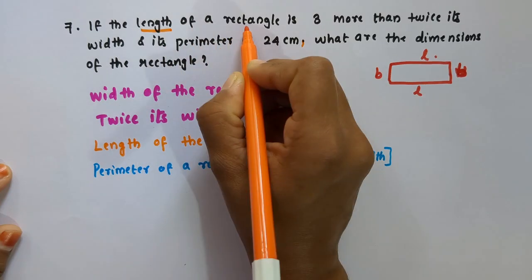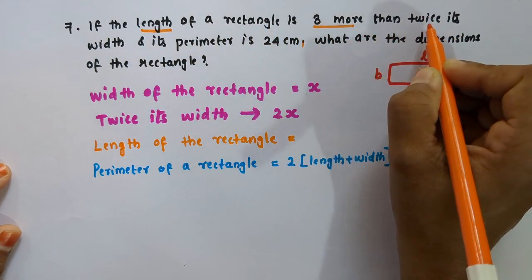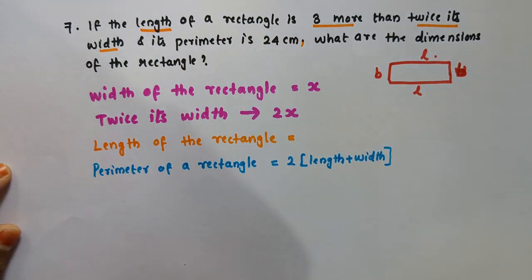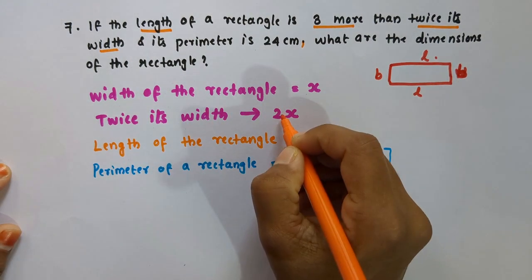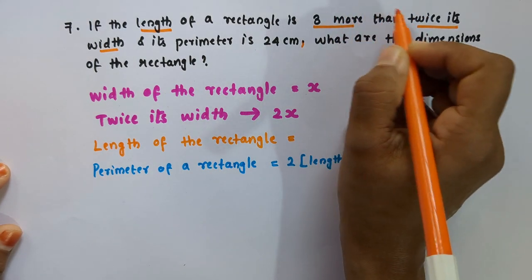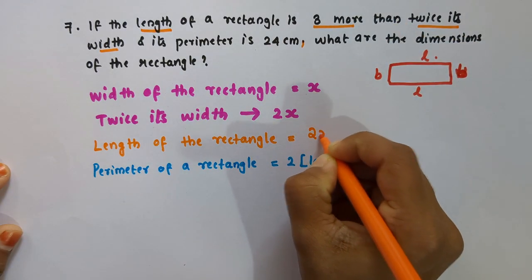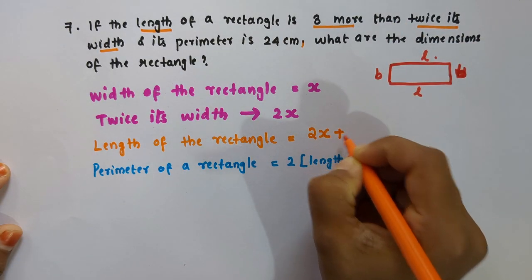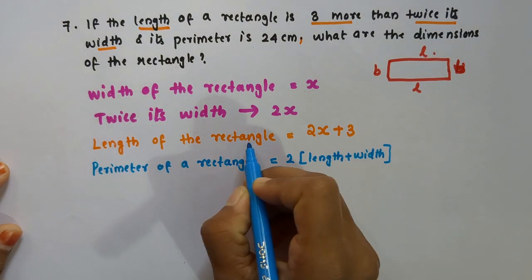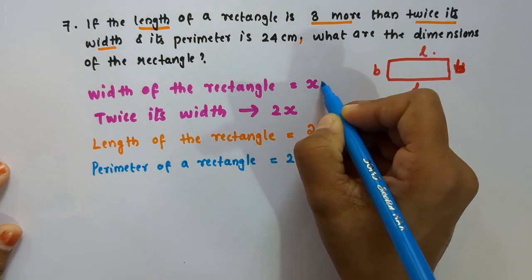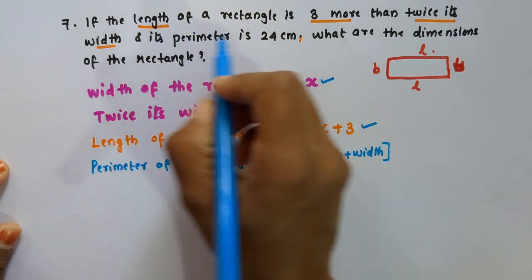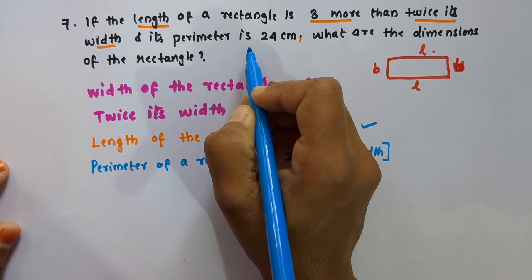Now the length of the rectangle is 3 more than twice its width. So the width of the rectangle is x. Twice its width means 2 times x. Now 3 more than twice its width: twice its width means 2x, so 3 more than twice its width means 2x plus 3. That is the length of the rectangle. So the length of the rectangle is equal to 2x plus 3 and the width of the rectangle is equal to x units. Now the perimeter of the rectangle is 24 centimeter.